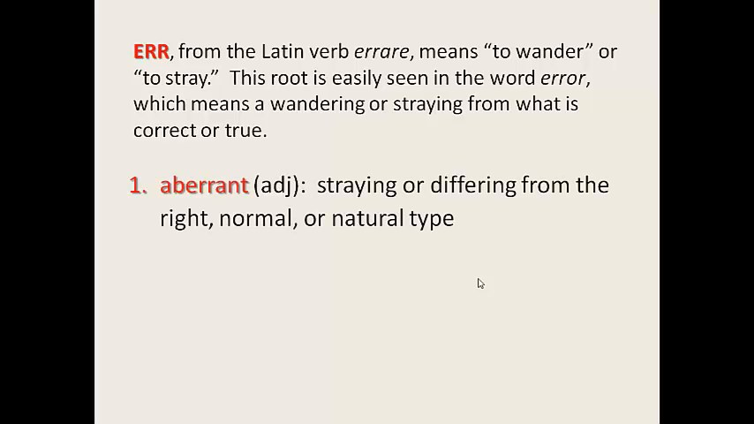Our first term is aberrant, which is an adjective. So straying or differing from the right, normal, or true type. So say a student is working on a school project with a group that you're in, and this student just kind of goes off the wall, just completely bonkers. And the rest of the group determines that the aberrant behavior of this student is an indication that they just have too much going on in their life to focus on the school project.